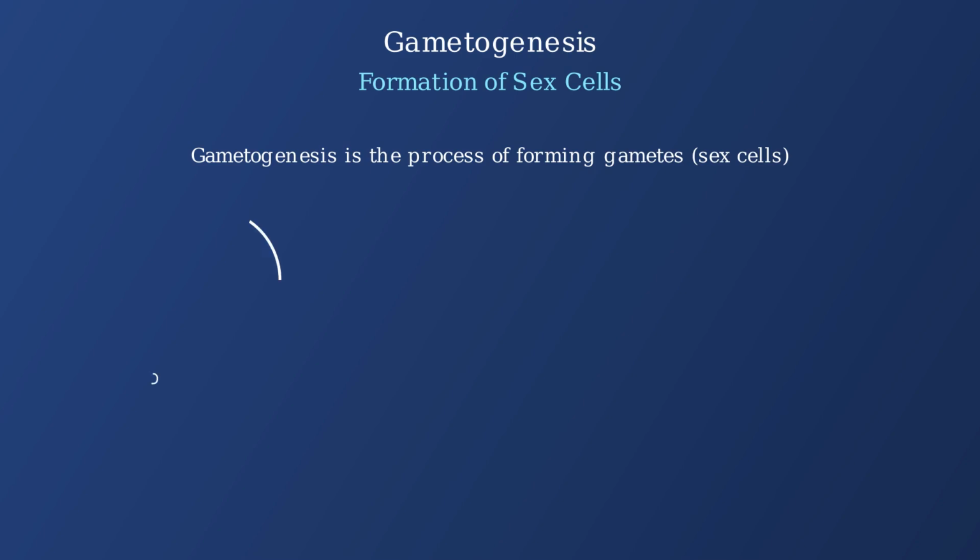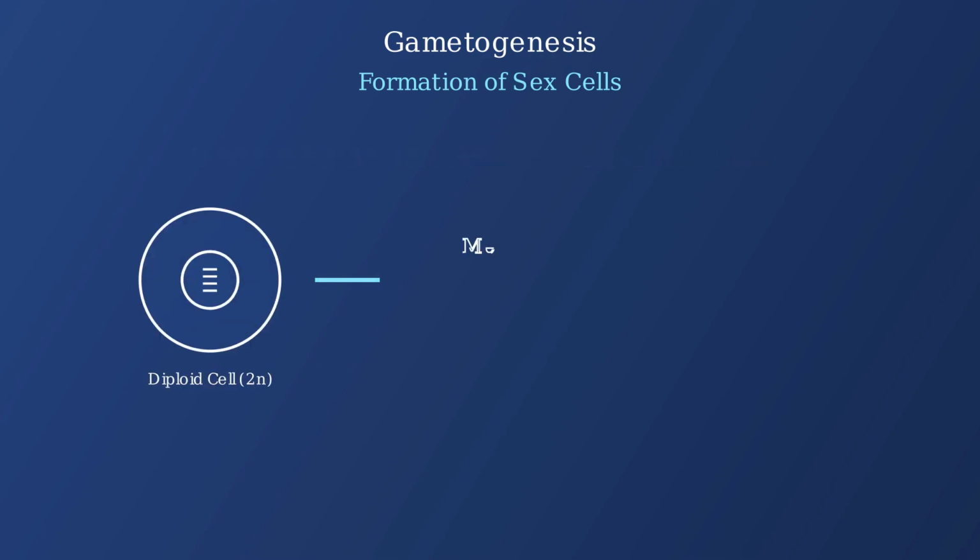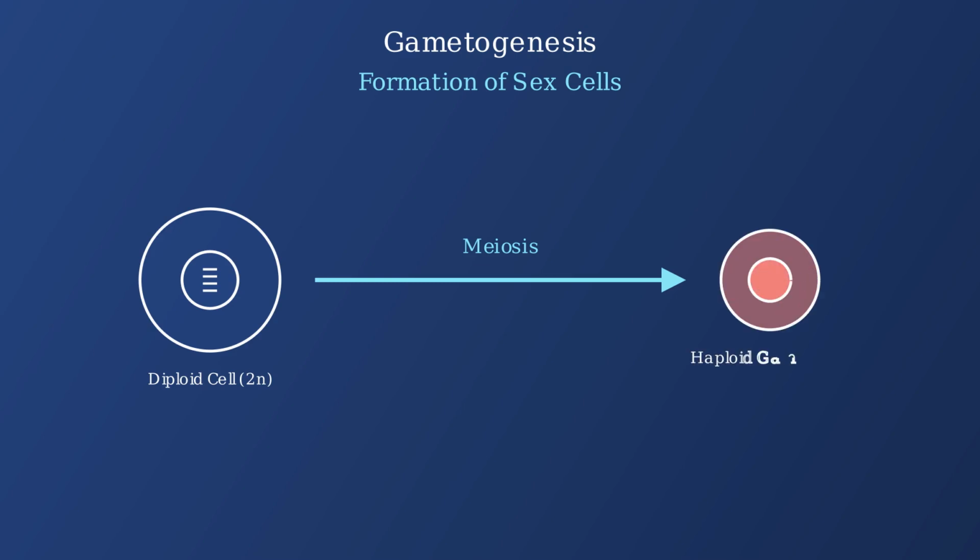Gametogenesis is the biological process that produces specialized reproductive cells called gametes. During gametogenesis, specialized cells in reproductive organs undergo meiosis to produce haploid gametes. These gametes contain half the number of chromosomes compared to normal body cells.